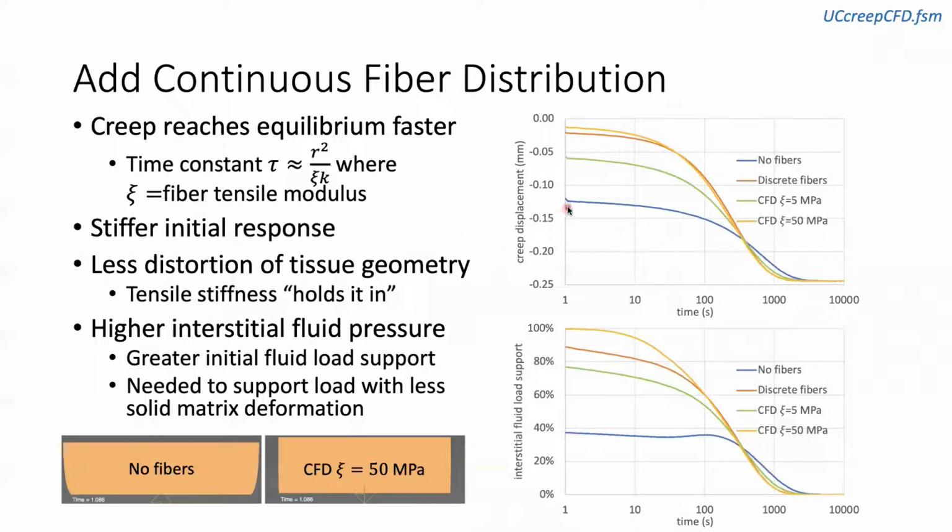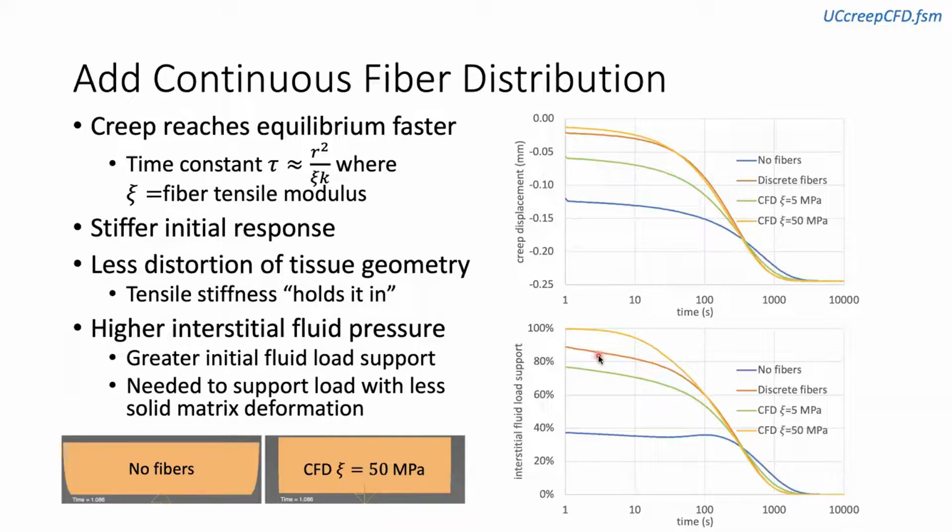We're going to find that the creep displacement for the continuous fiber distribution, well, I did two cases here, one with fibers of 5 megapascal, one with fibers of 50 megapascal. If I do 50 megapascal, I can actually match the stiffness of the discrete fibers reasonably closely. But if I do 5 megapascal, I have less creep displacement initially, or rather more creep displacement initially. So here's then the response with the continuous fiber distribution, the yellow curve versus the orange curve.